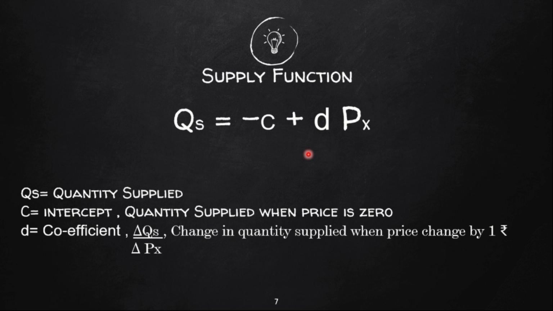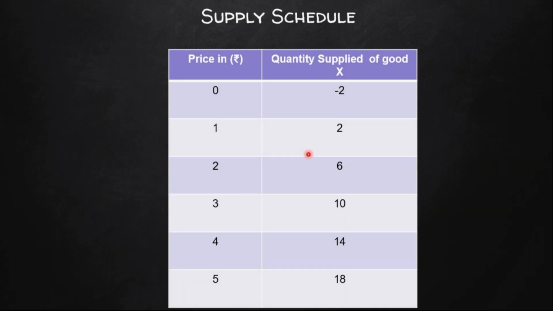After understanding the supply function, let us try to understand the supply schedule. A supply schedule is nothing but the tabular representation of various quantities supplied of a commodity at various prices. In this table, we have mentioned the supply schedule of commodity X. In the first column, we have mentioned the price of commodity X, and in the second column, the quantity supplied of commodity X. You can observe here that as the price of a commodity is increasing, quantity supplied is also increasing.